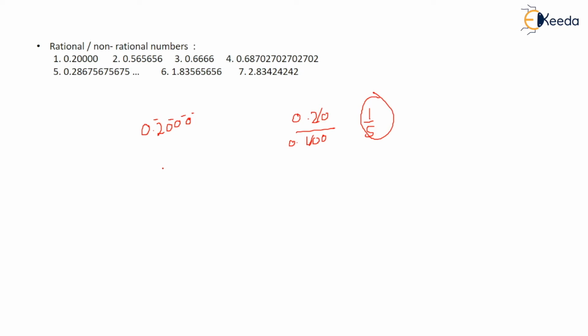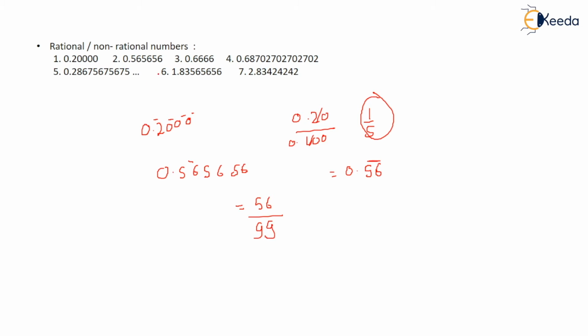Now this one you can see 0.565656. So 56 is reoccurring again and again. So you can write 0.56 with the reoccurring sign. So your answer will be 56, right? The sign that is reoccurring, upon the number of 9s. So there are two numbers that are reoccurring again and again. So you have to just write 56 by 99.